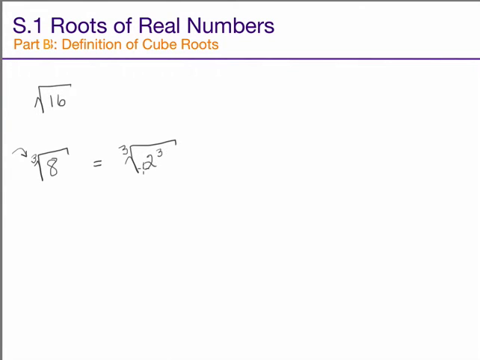I can write 8 as 2 cubed. And just like with square roots, cubing and uncubing cancel each other out, which means the answer to this problem is 2.